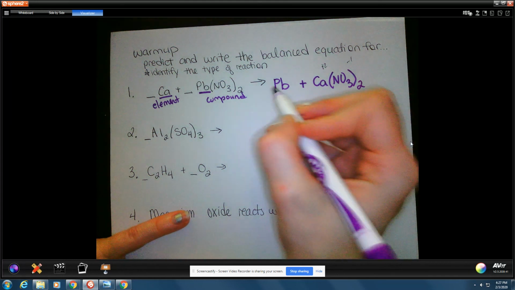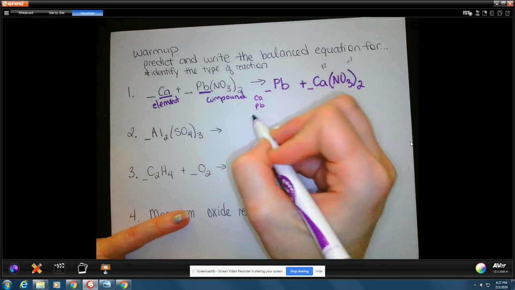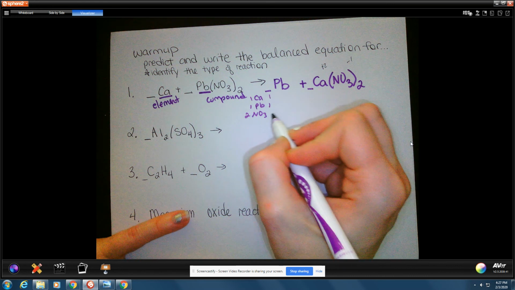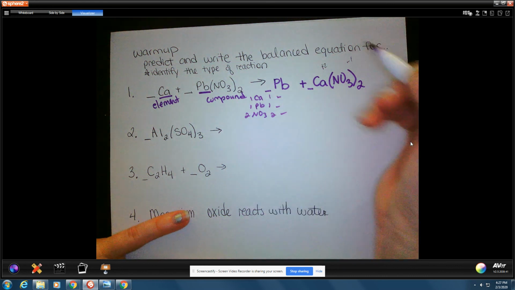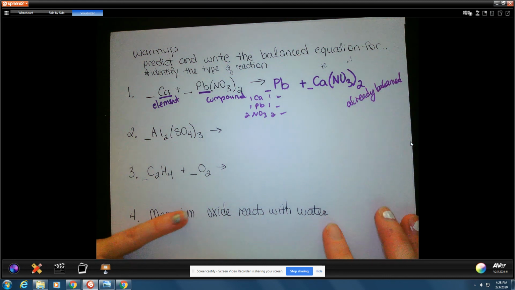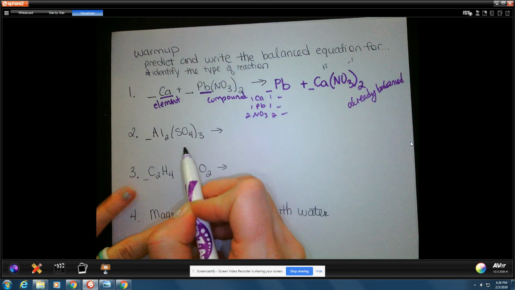And if you look at it overall, and if you counted them all out to balance, I keep my polyatomics together, it's already balanced. So I would write already balanced. Okay, second one just has one compound. This would be a decomposition reaction.